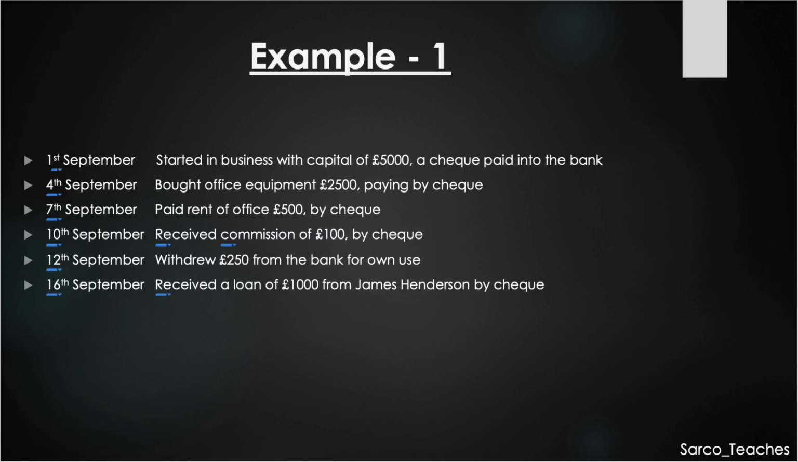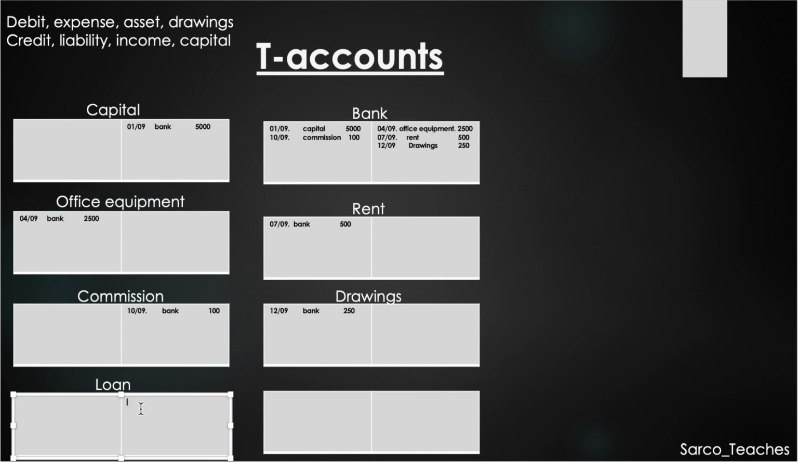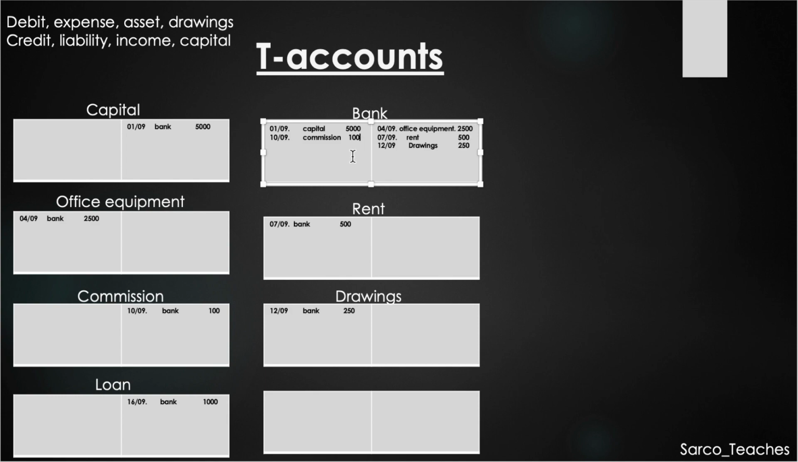So we check our details again and it's 16th of September. So we go into loan on the credit side and we type in 16th of September. For detail, we write bank, and for amount, we write £1,000. Now we go into the bank and we will be putting it into the debit side because bank is increasing, we've got money, so we put that in the debit side.